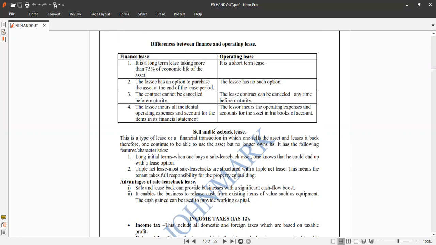Then you have sale and leaseback. Sale and leaseback is a type of lease or financial transaction in which one sells the asset and leases it back. Therefore, one continues to be able to use the asset, but no longer owns it. It has the following features or characteristics. One, long initial terms, and then it has triple net lease. Most sale leasebacks are structured with a triple net lease. This means that the tenant takes full responsibility for the property, including the building.